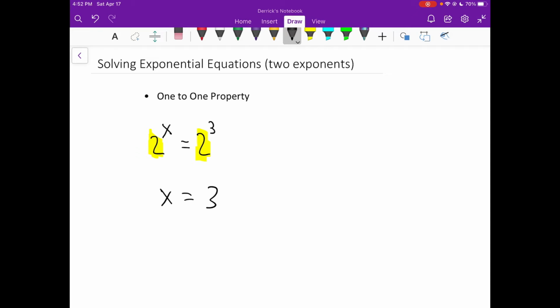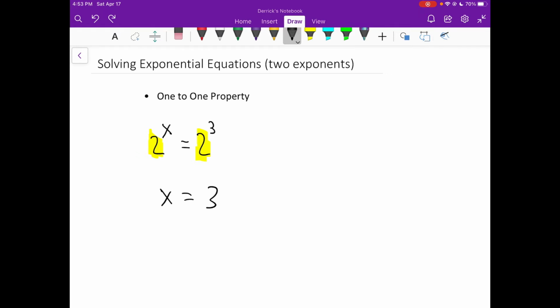Now the one catch with the one-to-one property is you do need to make sure that all you have is a single term on both sides of the equation. Meaning, if you simply add a +1 over here, now suddenly the one-to-one property doesn't work and we can no longer solve this out the way we had just said. So you need to make sure you only have a single term on each side for this to work.